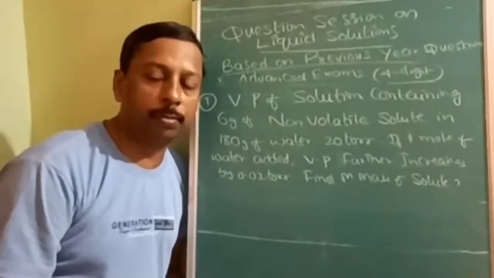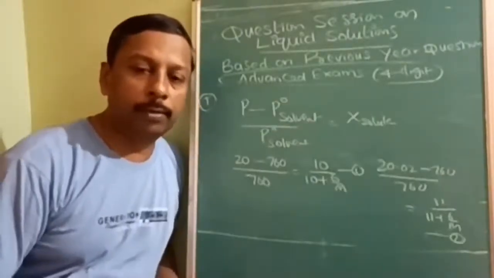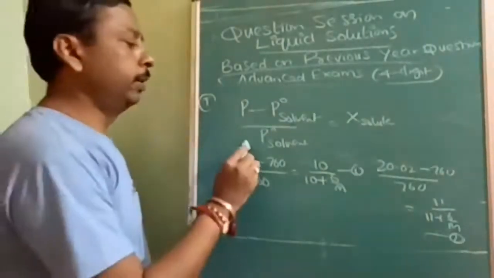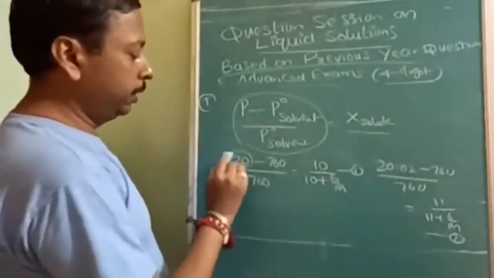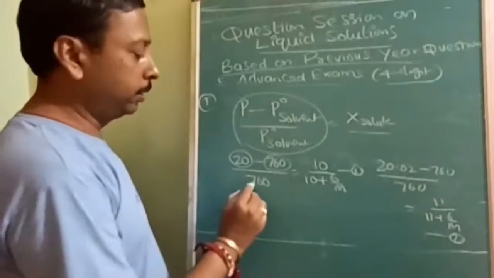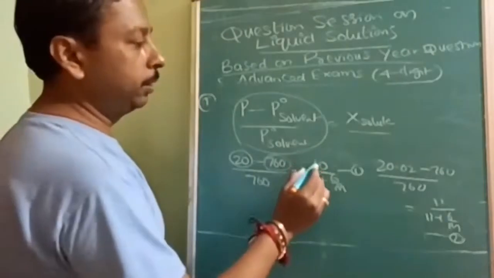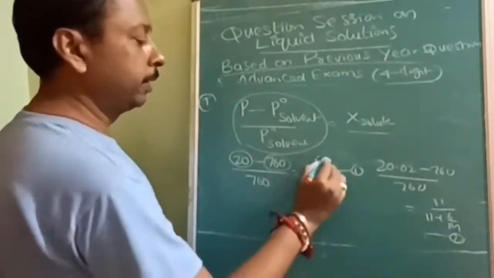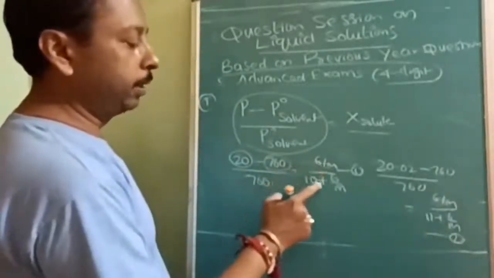Find out the molecular mass of solute. So which topic is this question from? I think at least you can identify that. This is where you have to approach: relative lowering of vapor pressure, mole fraction of solute. So let us take initially 20. Vapor pressure of pure solvent is how much? 760. And 760 here also, because it is P naught of solvent. X solute is 6 upon M here, and also 6 upon M. X solute is 6 upon M divided by 10 plus 6 upon M.